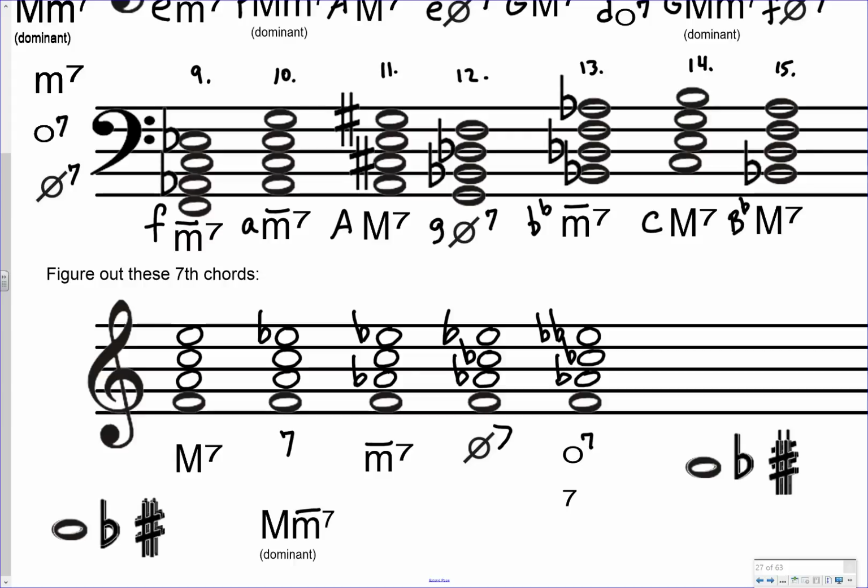So hopefully you did well with this. We'll continue our practice of constructing seventh chords.